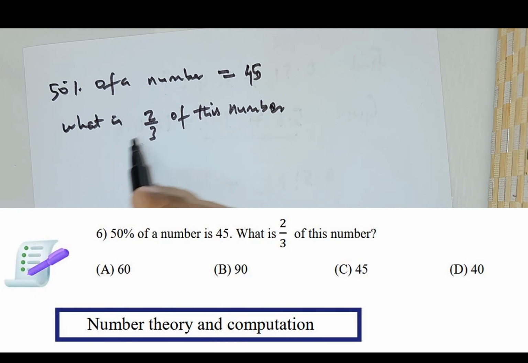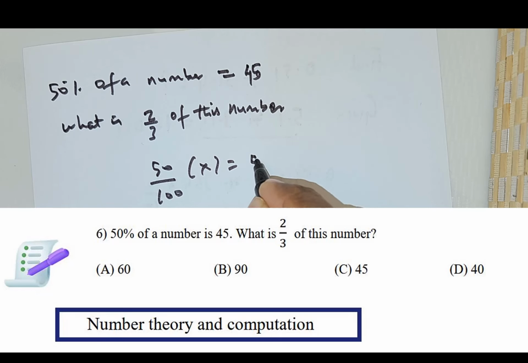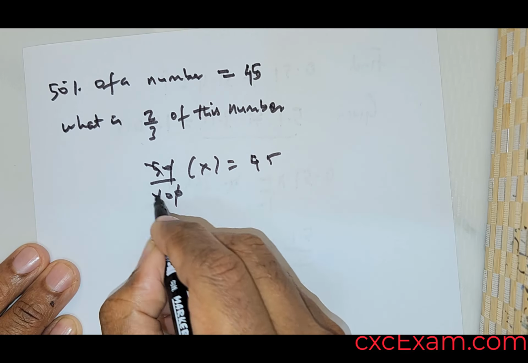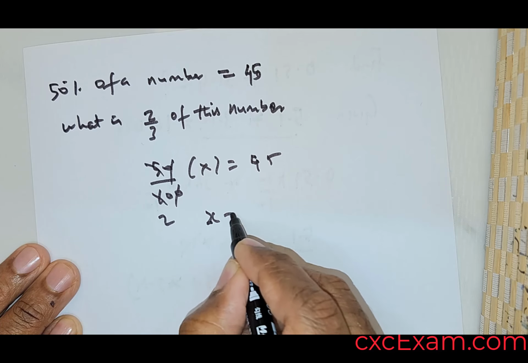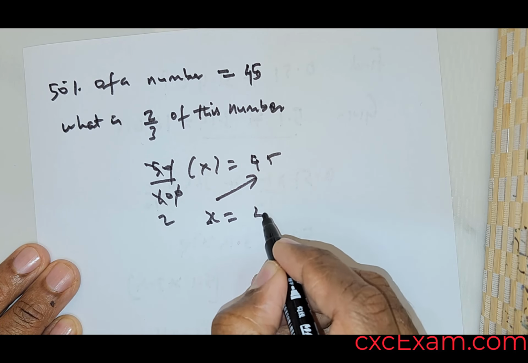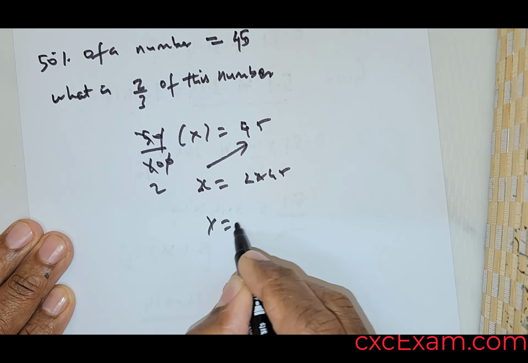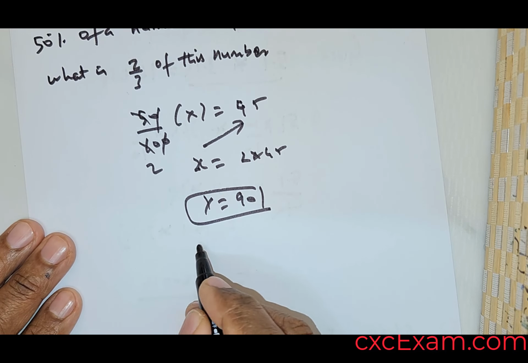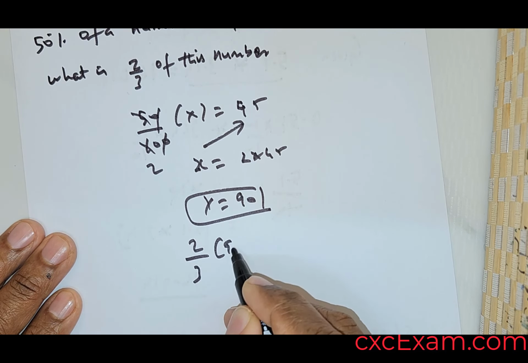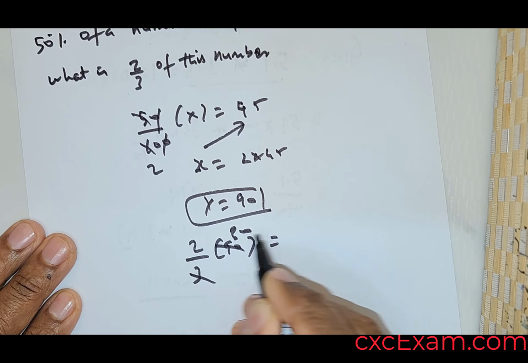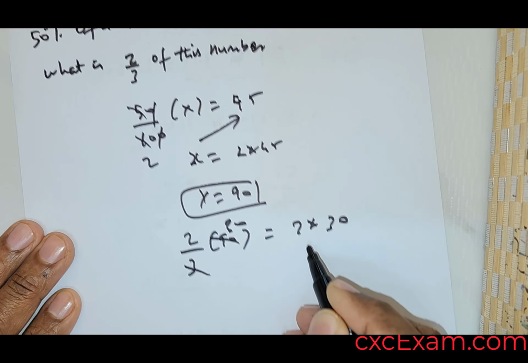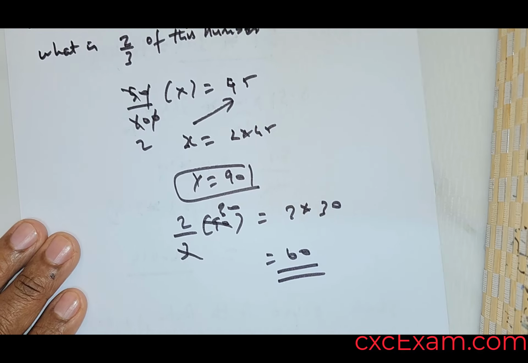50% of a number is 45. What is 2 over 3 of this number? So 50% means 50 over 100 of x is 45. You cancel this, 5 divides here 2 times. So x is nothing but 2 times 45. x is equal to 90. Now you take this 90, you need to find 2/3 of this number. So 3 divides 90 30 times. 2 times 30 is going to be 60. So that's the answer for this question.